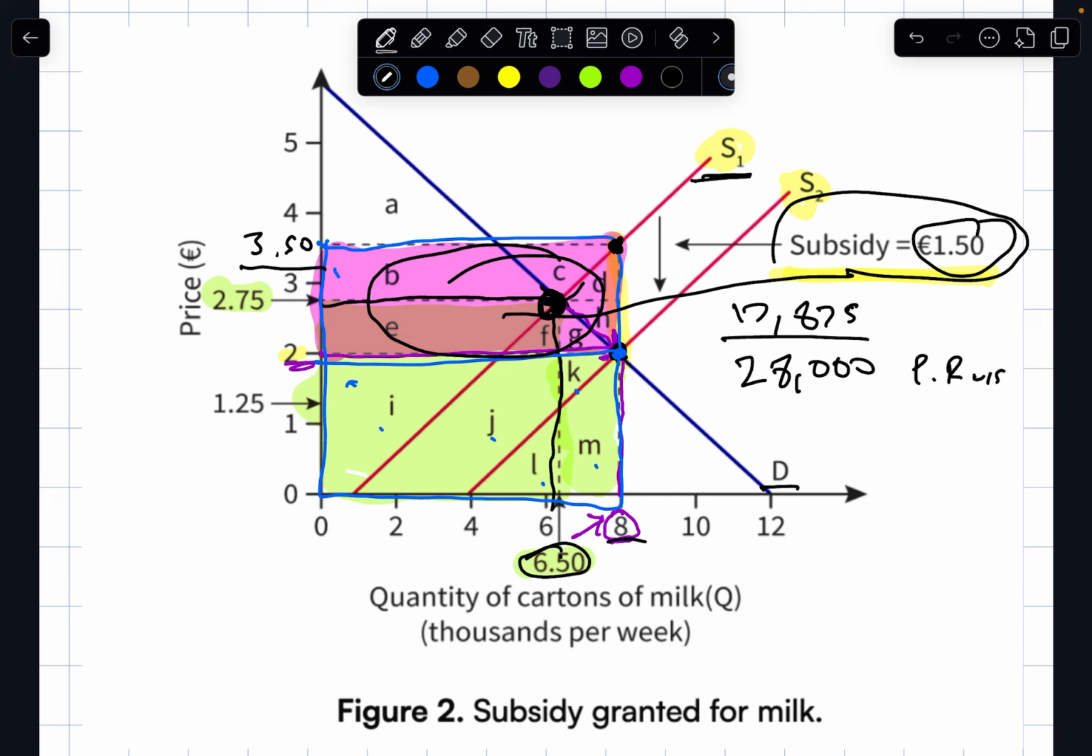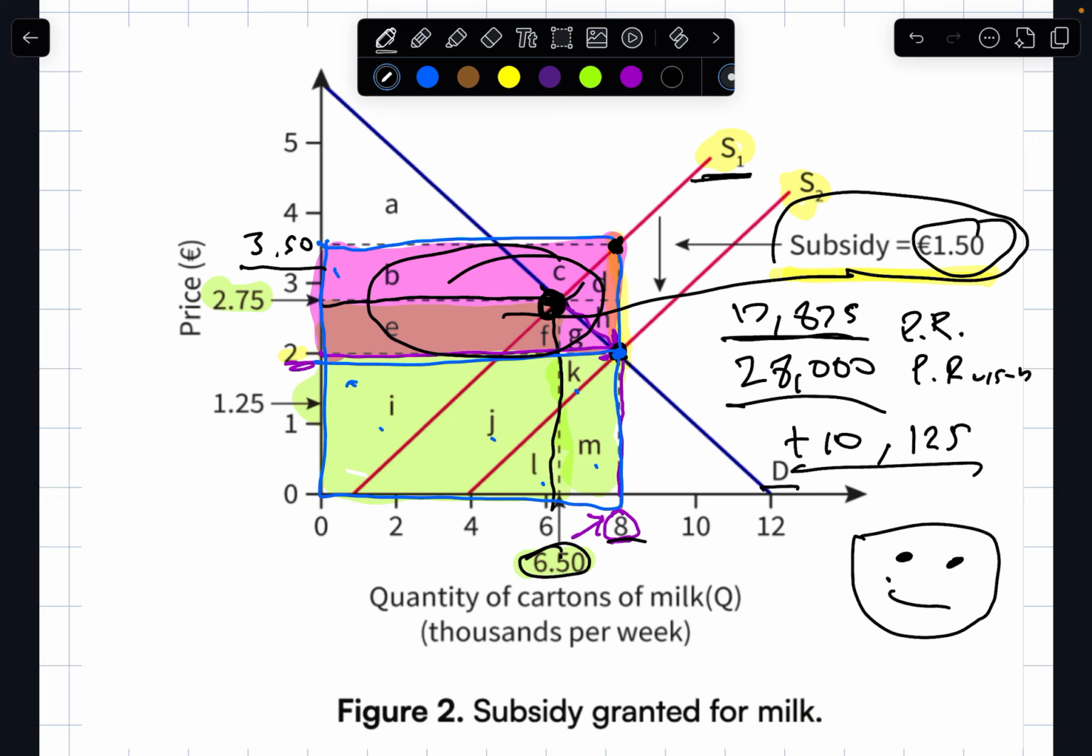with subsidy, right? Without subsidy, it was 17,875. So we're talking a change of, they make over 10,000 more now. I think 10,125, an increase. So on the producer side as well, people are happy. We give them a bigger smile there.